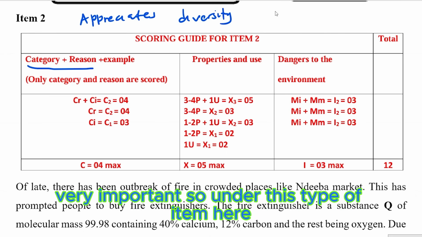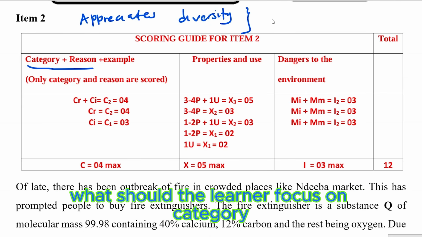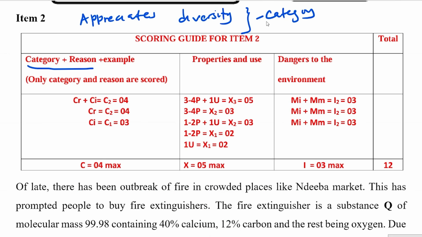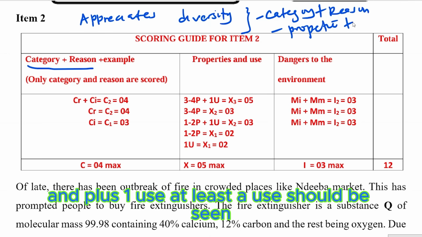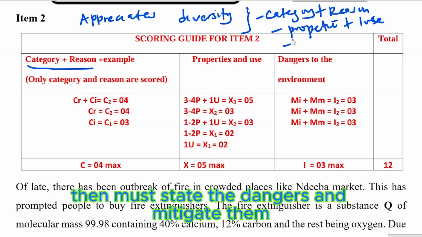So under this type of item here, what should the learner focus on? Category plus the reason. Then also focuses on giving the properties plus one use. At least a use should be seen. Then must state the dangers and mitigate them.